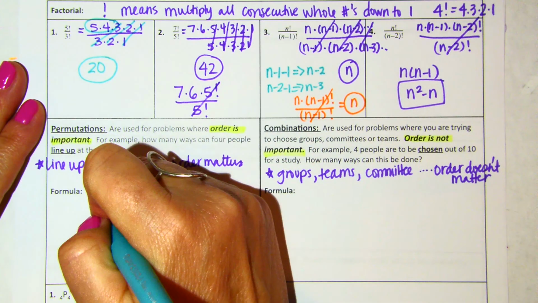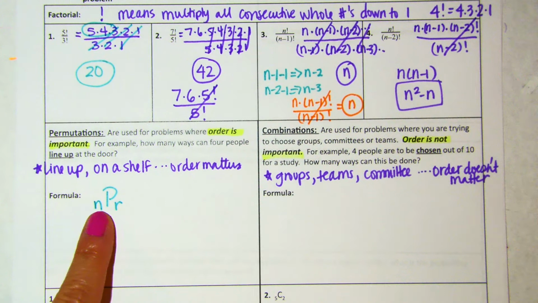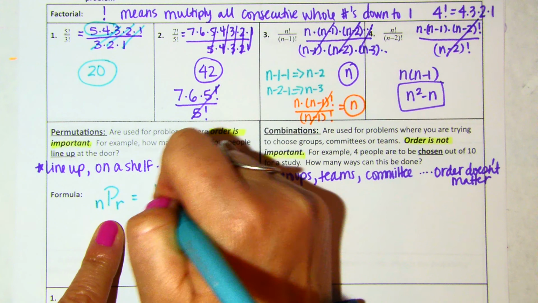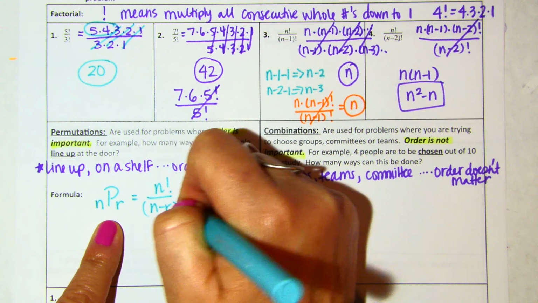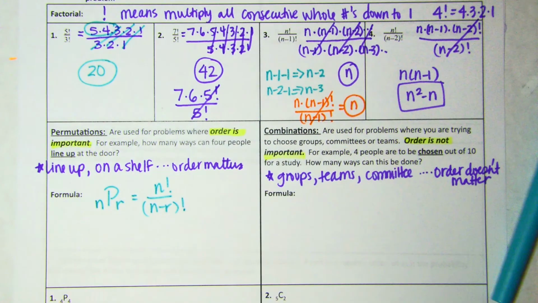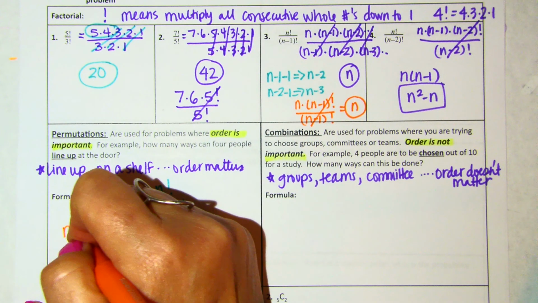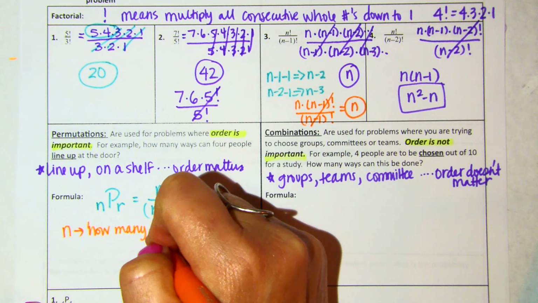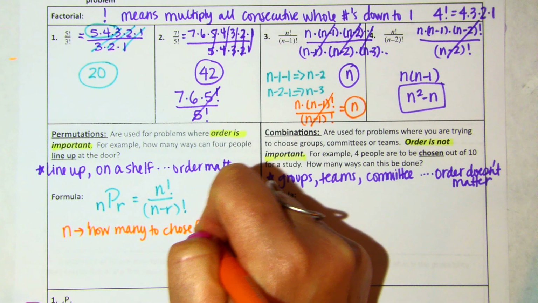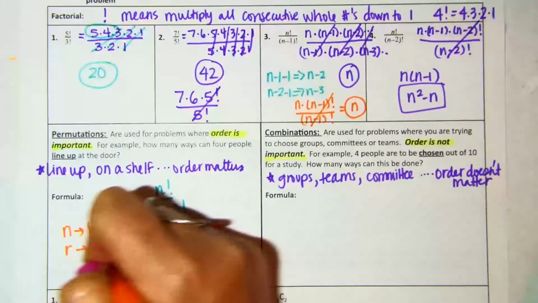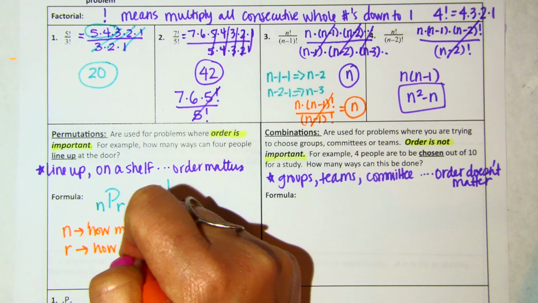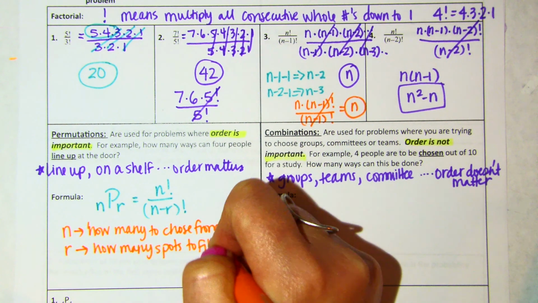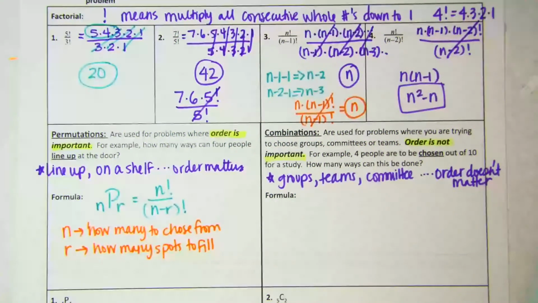So permutations is nPr, where n and r are subscripts. Okay, and the formula is n factorial over n minus r factorial. And what do these things mean? Well, n is how many to choose from, and r is how many spots to fill or how many spaces you're trying to fill or whatever.